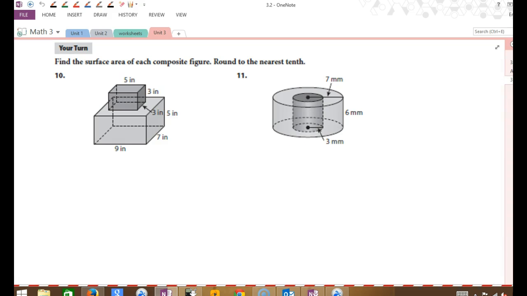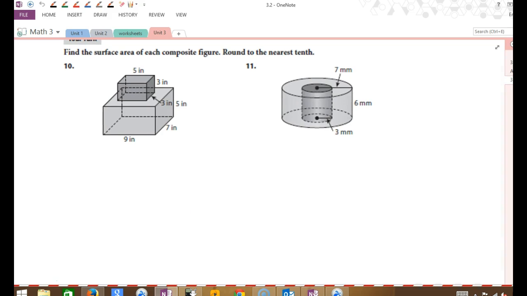Okay, so let's do question 10. Maybe we'll do 11, we'll see how we do. Maybe just doing 10 is good enough. So how are we going to do this question? First of all, the two shapes we have are two different rectangular prisms. I'm going to call the bottom box A and the top box B. We're going to start by finding the surface area of box A.